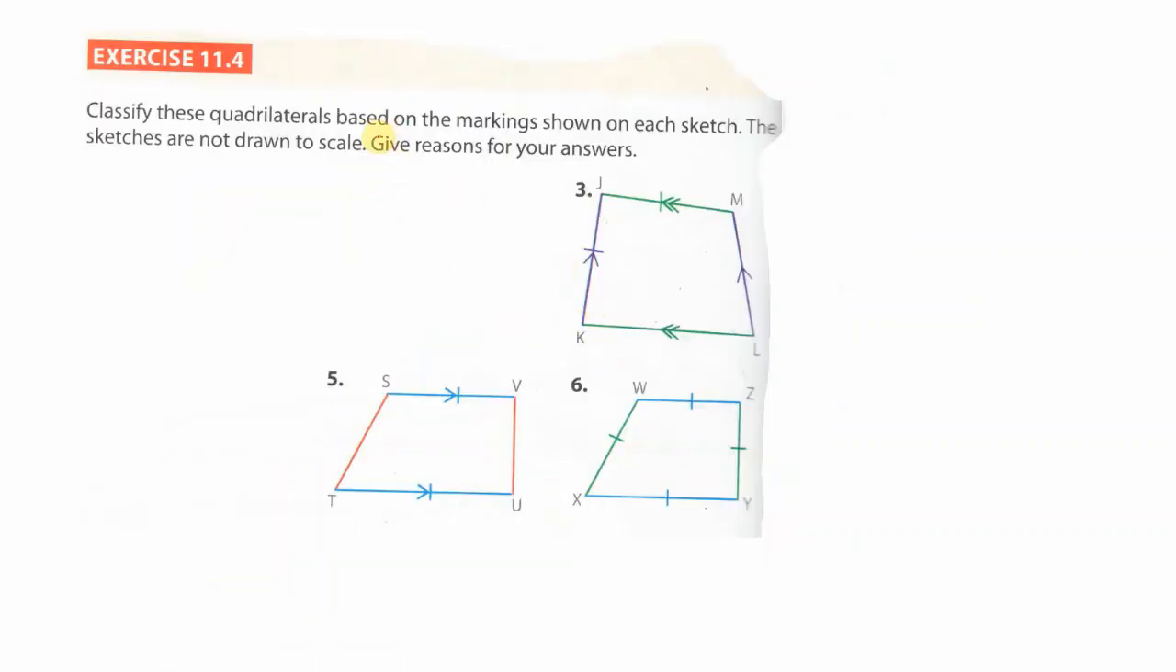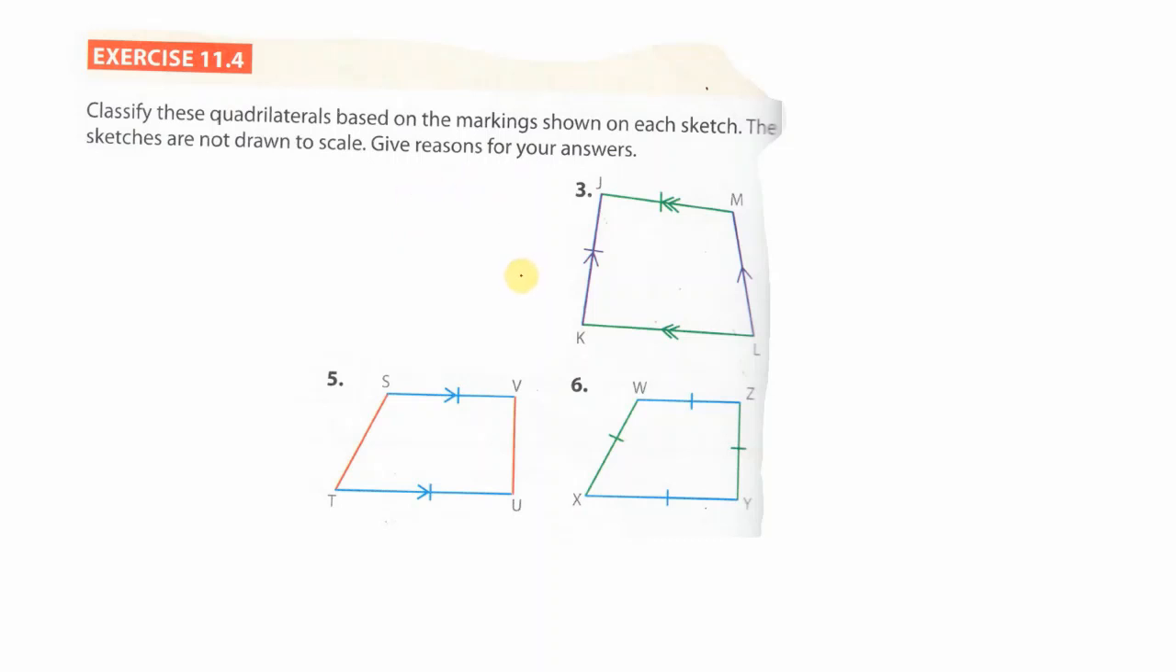So let's use the line or side properties rather to classify some quadrilaterals. Exercise 11.4 requires that we classify these quadrilaterals based on the marking shown on each sketch. The sketches are not drawn to scale, they are never drawn to scale. You need to know the symbols, like the arrows mean parallel, the stripes mean same lengths. So give reasons for your answers.